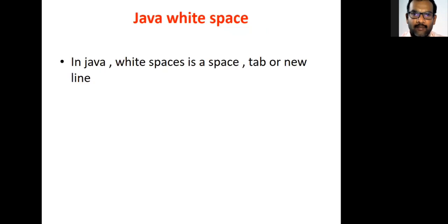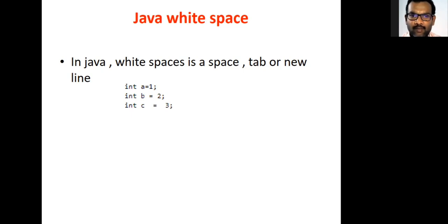A white space could be a single space, or a group of spaces like a tab, or a new line. Here we declared three variables a, b, c. In a equal to 1, there is no space between a equal to and 1. And b equal to 2: see that after b there is a space, and after equal to also there is a space. These are called white spaces.